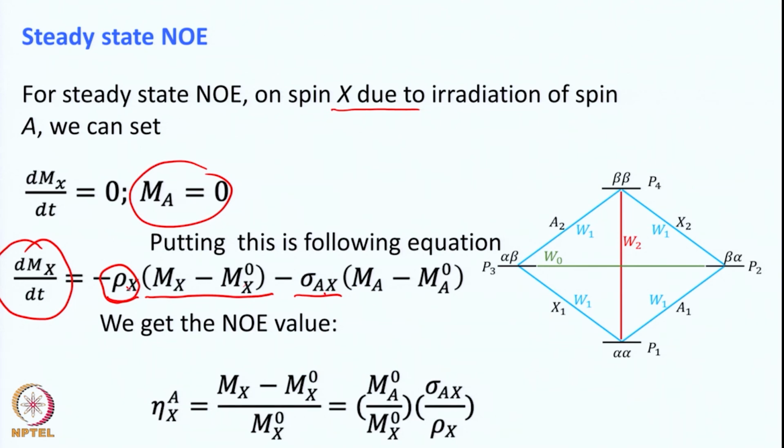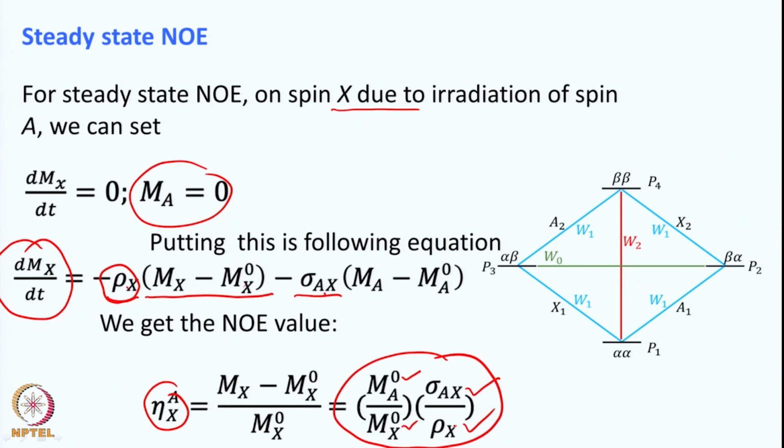In that case, if you do the analysis, we get an enhancement of NOE of x that will be given by Mx, the magnetization of x at any time t, minus the magnetization of x at time 0, divided by the magnetization of x at time 0. We can do simple algebra to get this relation, which gives the magnetization of A at time 0 divided by the magnetization of x at time 0, and the ratio of these two rates, sigma Ax divided by rho x. So, that is a kind of steady state enhancement we are getting, and that we have seen earlier.